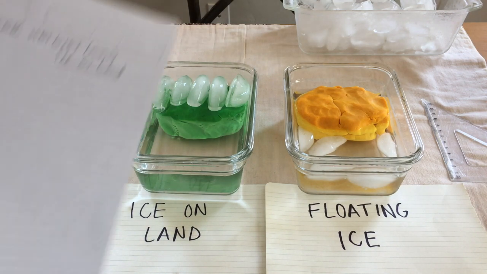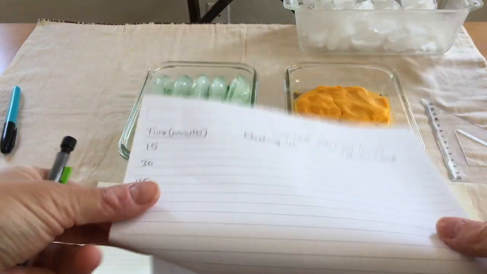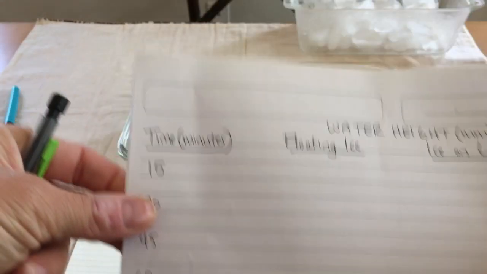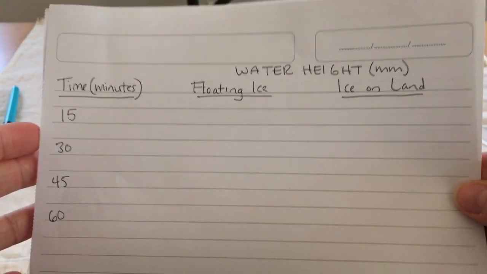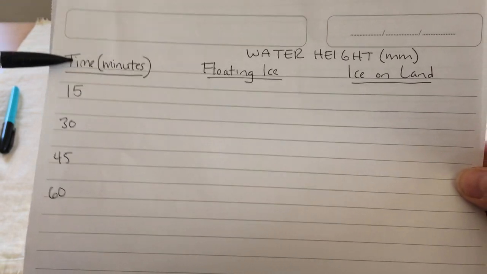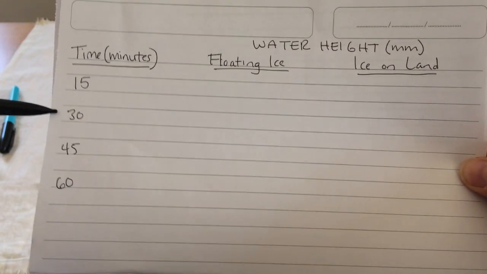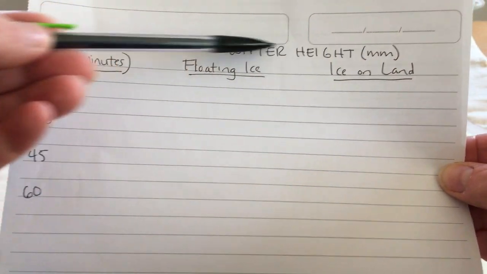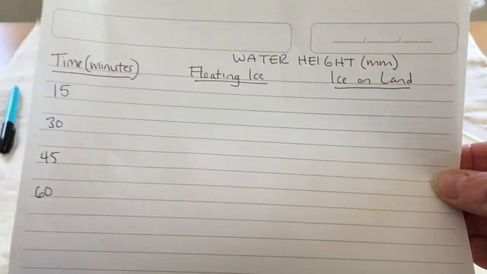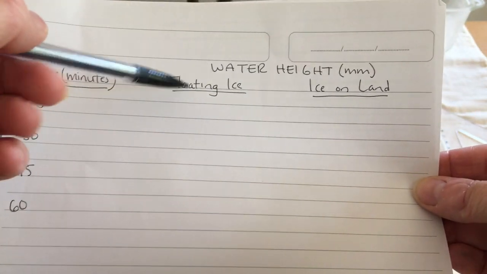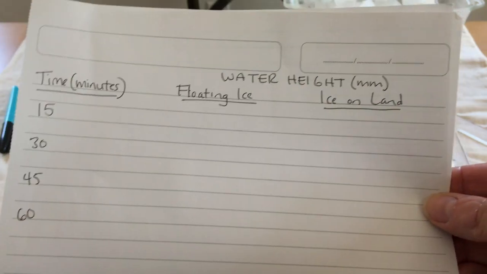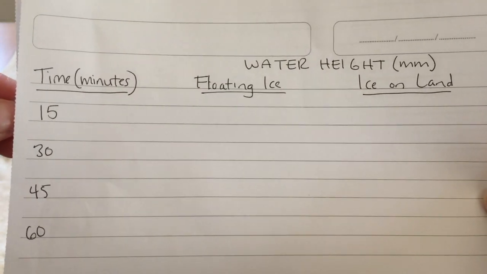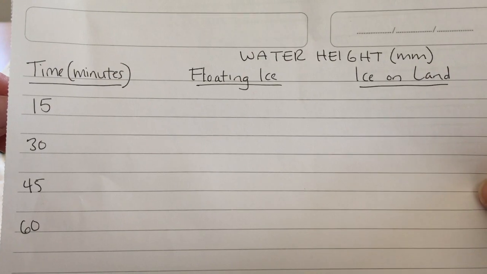And then, with your piece of paper, you're going to copy my results sheet here. So, you want to have your time in minutes, 15, 30, 45, 60. And then water height, because we're going to continue to measure our water height in millimeters or centimeters of floating ice and ice on land. So you can pause your screen and copy that onto your piece of paper.